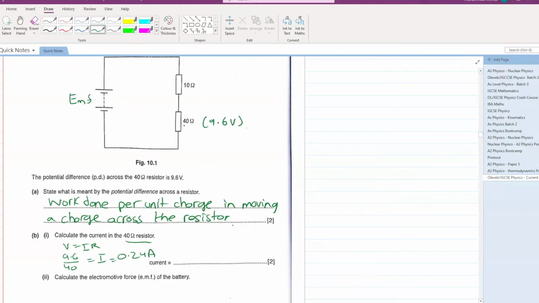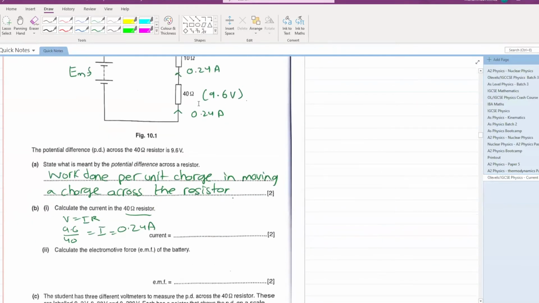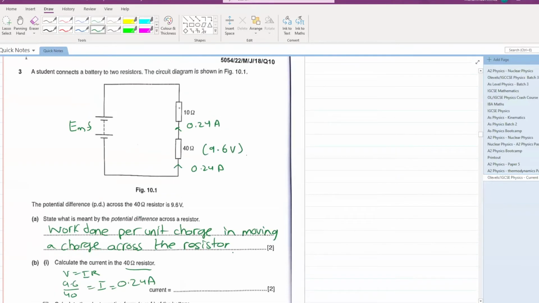Very easy again. If this 40 ohm resistor is getting 0.24 ampere, this 10 ohm resistor will also get 0.24 ampere. The resistance is 10 ohm. Can you calculate the voltage across this resistor? Yes, V equals IR. The current is 0.24, the resistance is 10, so the voltage comes out to be 2.4. The voltage across this 10 ohm resistance is 2.4.